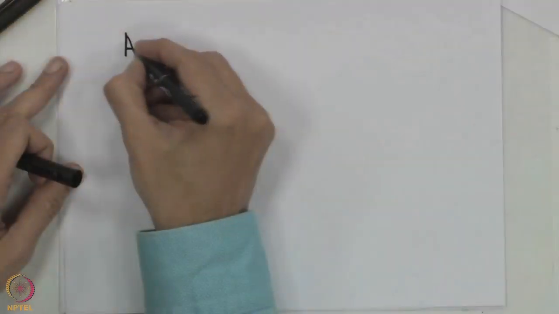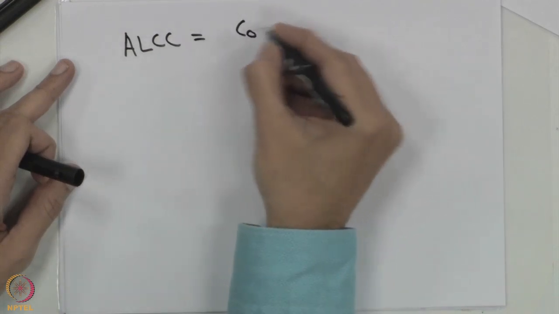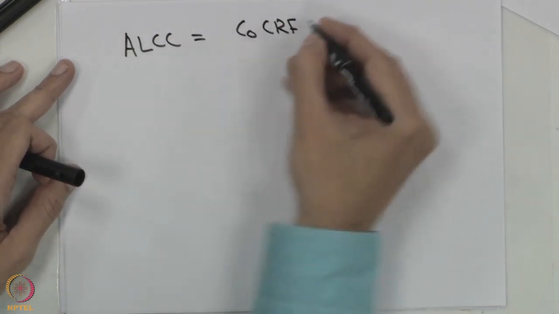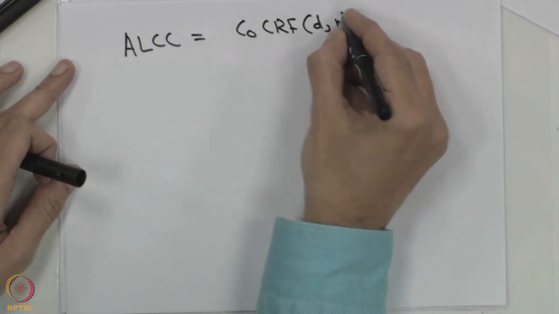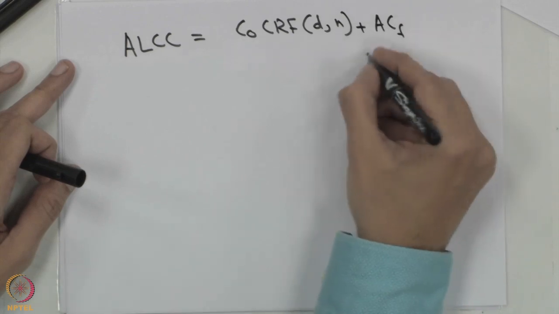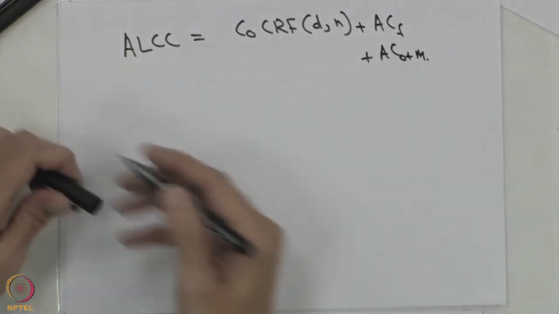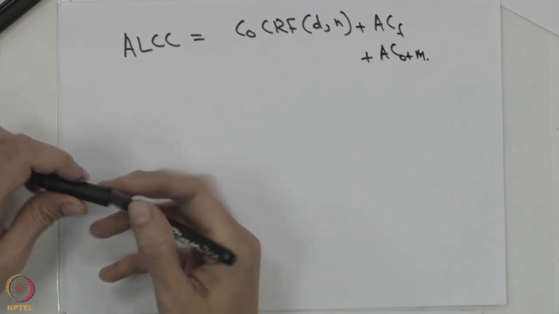So, the ALCC typically would mean that you take C0 and annualize it, plus then the annual cost of fuel, annual cost of O&M and so on. So, this annualized life cycle cost is the annual cost of owning and operating the equipment.